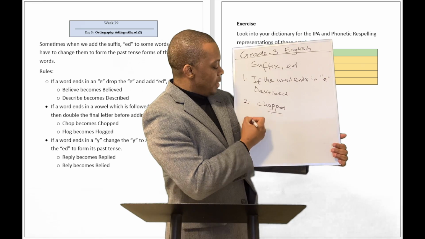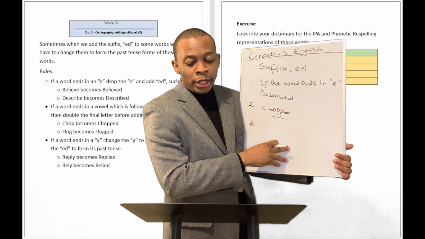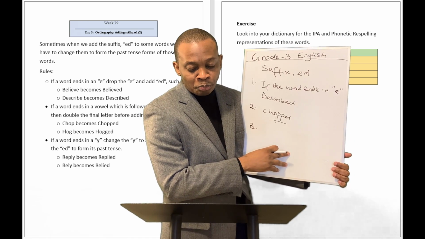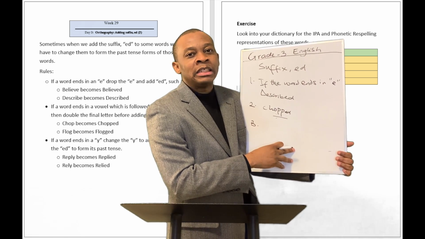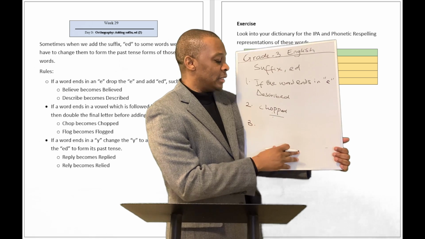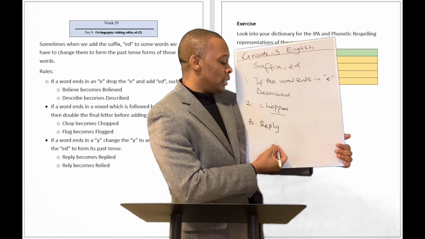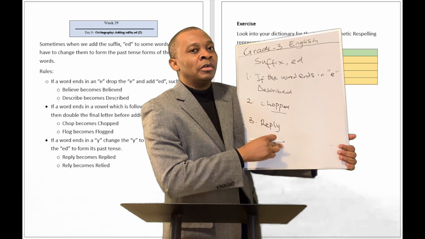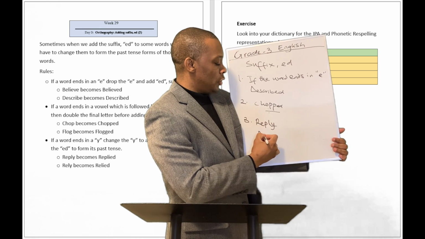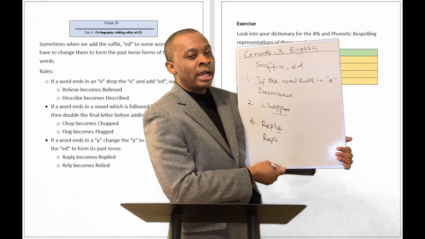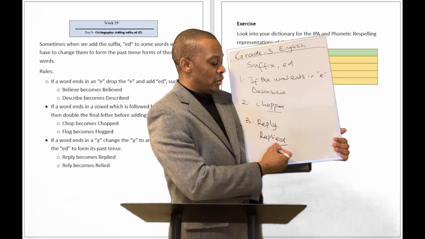What about rule number three? Rule number three: if the word ends in a y, change the y to i and then add -ed to form its past tense. An example is reply. We want to form the past tense of reply. What do we do? We are going to change the y to an i, and then we are going to add our -ed to it. So it's going to be replied.